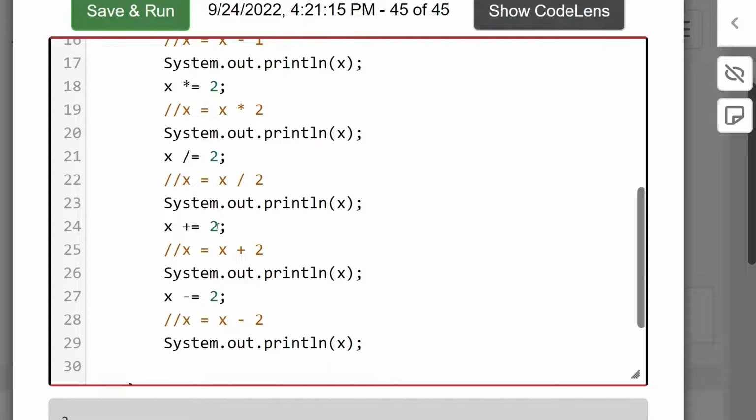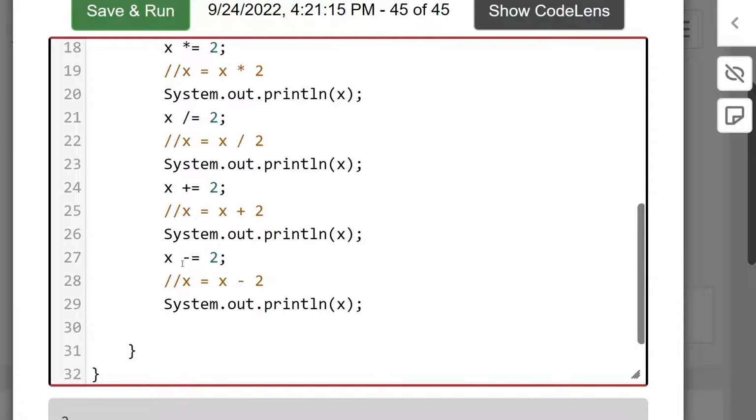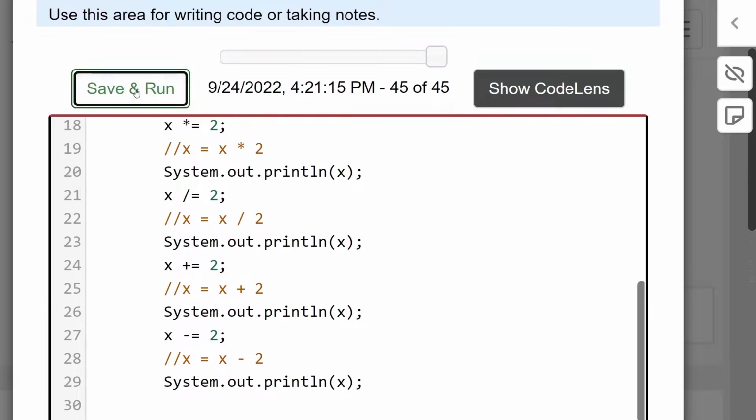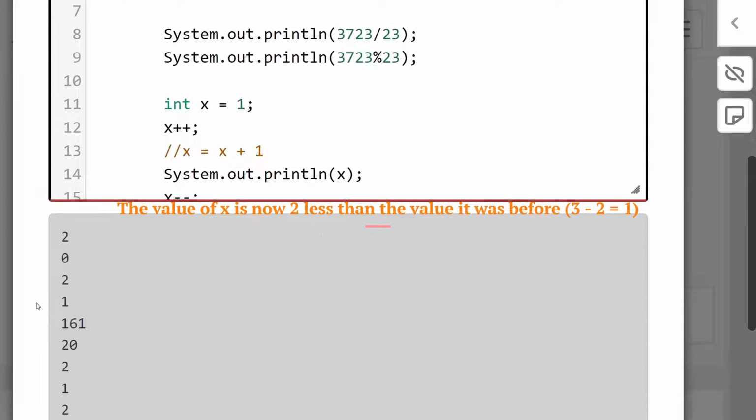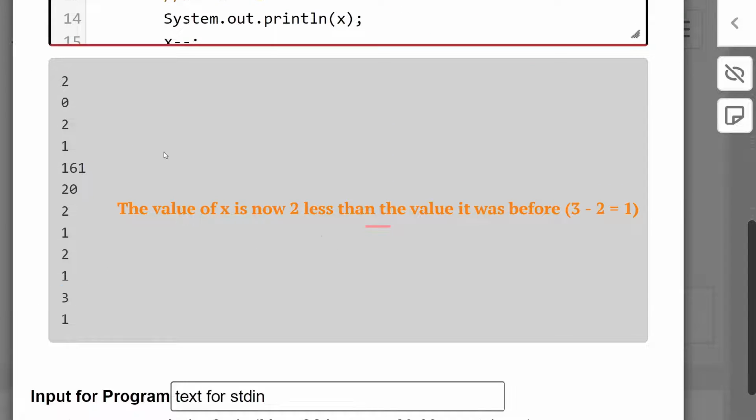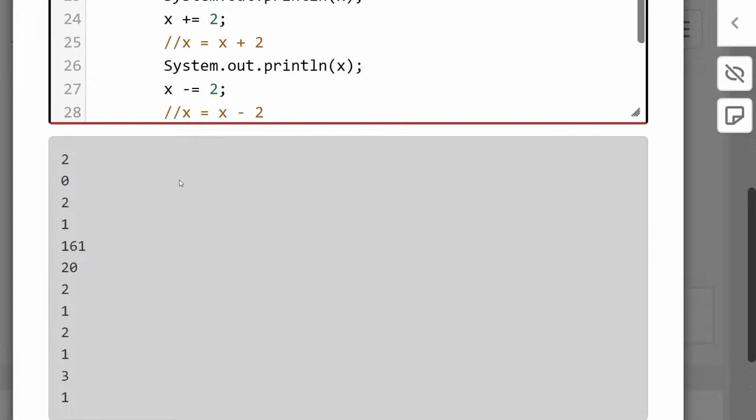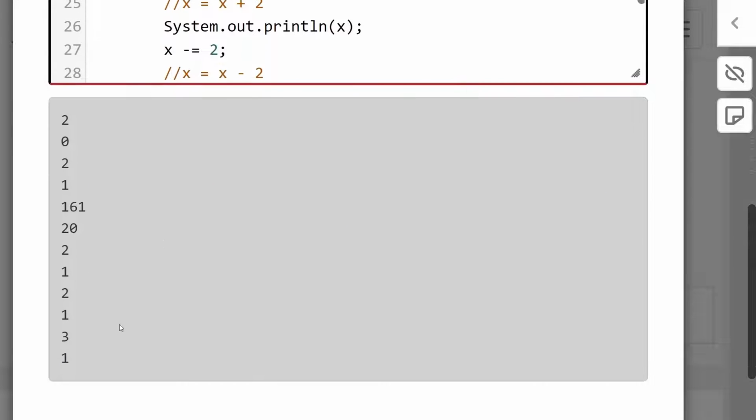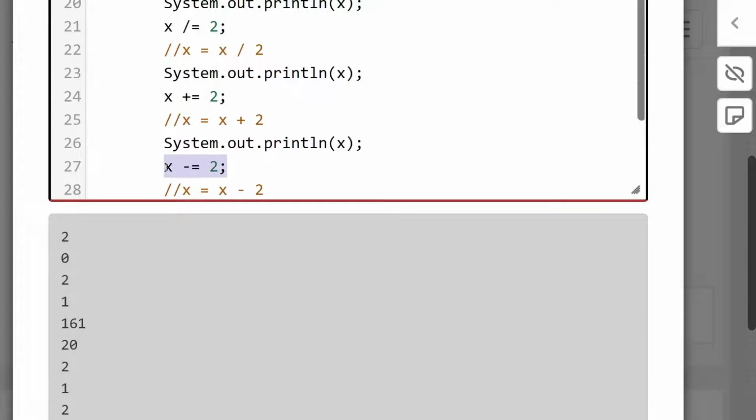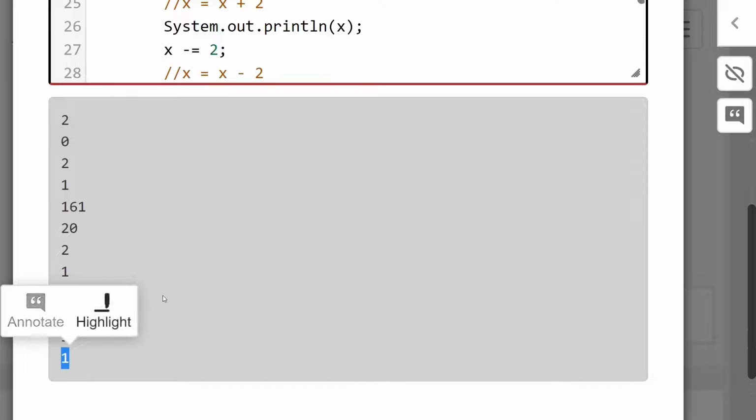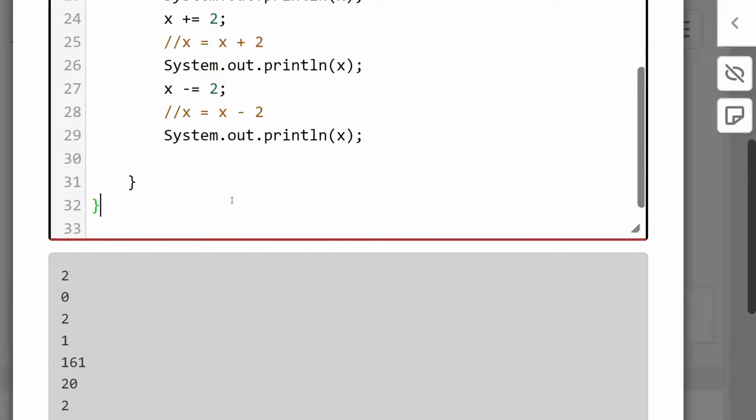So we have a 3. This is what this just did. It did 1 plus 2 equals 3. And now we're doing 3 minus 2, and we're setting the value of x to be whatever 3 minus 2 is. And the answer to 3 minus 2 is 1. So again, you can see the plus equals 2 did 1 plus 2 equals 3. And then the minus equals 2 did 3 minus 2, which is 1.